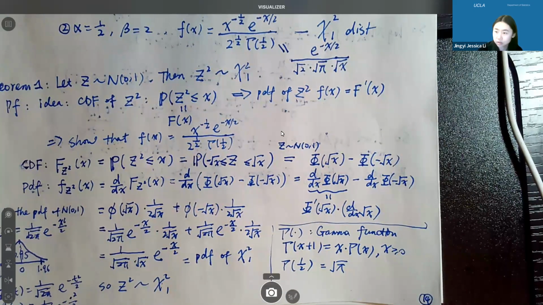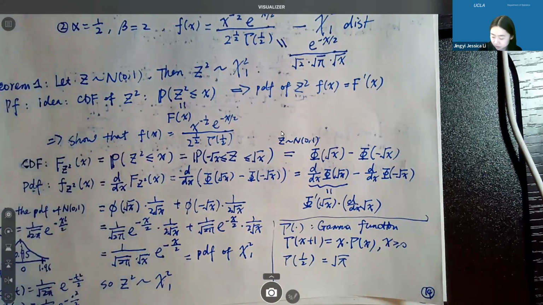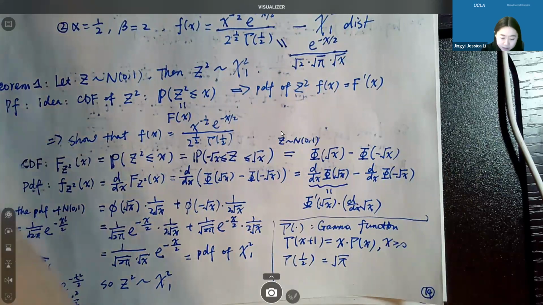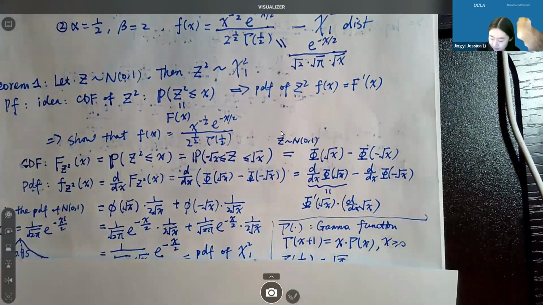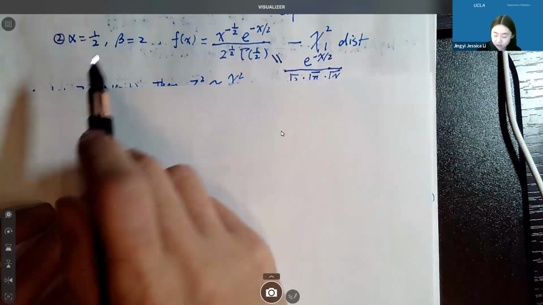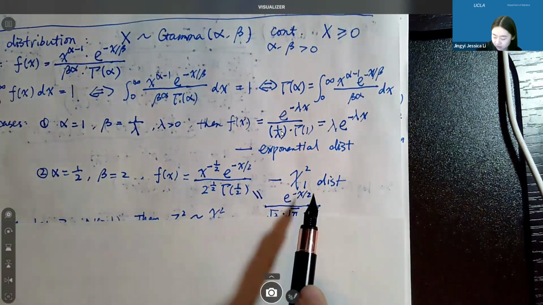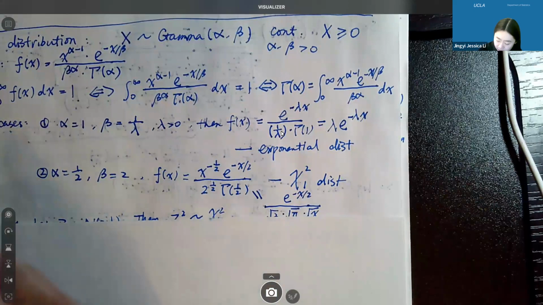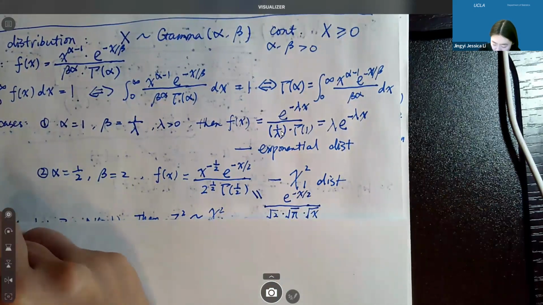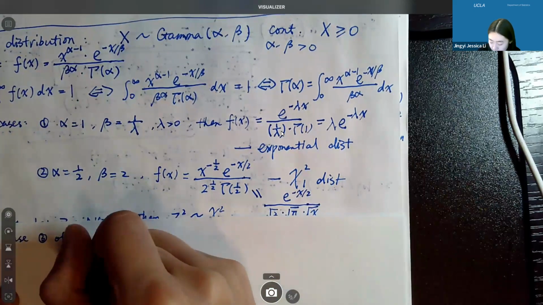Okay, do we have questions about this? Okay, if not, then we will continue. And by continuing, we will introduce another special case of gamma distribution. Continuing from here, we said that in the gamma alpha beta, when alpha is 1/2 and beta is 2, this is called the chi-square 1 distribution. So let me say that special case 3 of this gamma distribution.